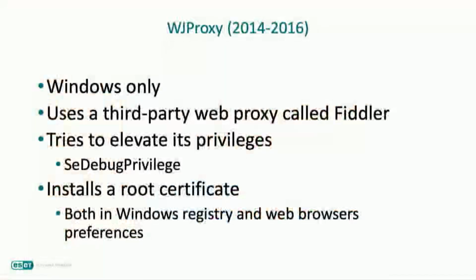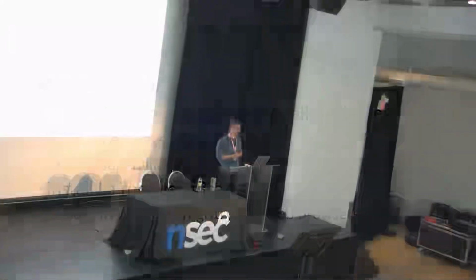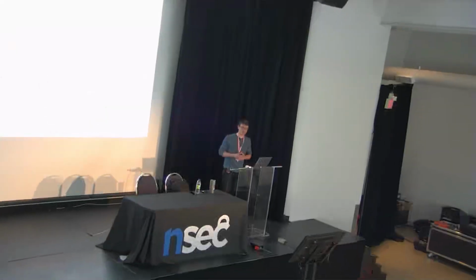Instead of using a browser extension to intercept traffic, it set up a web proxy, a third-party web proxy called Fiddler. We also observed they try to elevate the privileges using the SeDebugPrivilege token and install a root certificate to intercept encrypted traffic and avoid security warnings when injecting JavaScript code in web pages. From what we saw, this version has not been distributed since 2016.